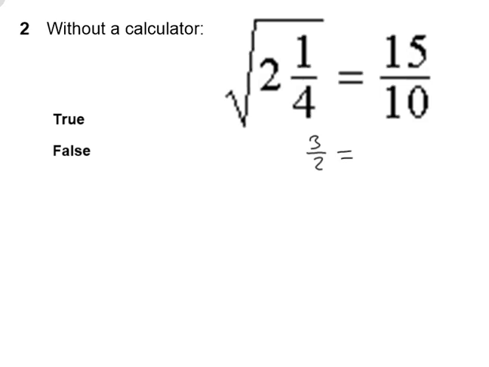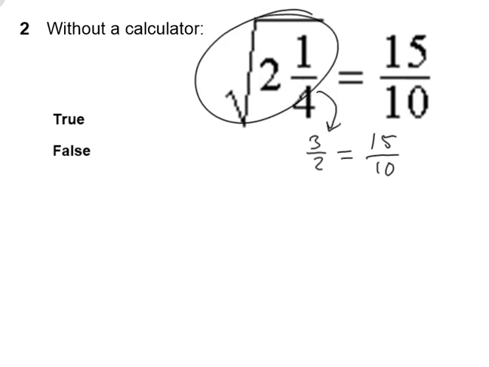So here's your question. Are these two fractions equal? Since the square root of this is 3 over 2, is 3 over 2 equal to 15 over 10? Well, let's check. If I multiply the denominator by 5, I get 10. If I multiply the numerator by 5, I get 15. So therefore, 3 over 2 and 15 over 10 are equivalent fractions. And therefore, your answer is true. Aha! Got a lot of you with that one.